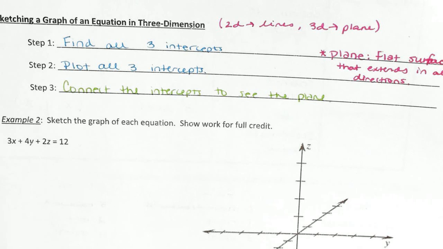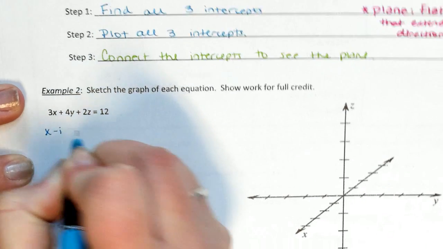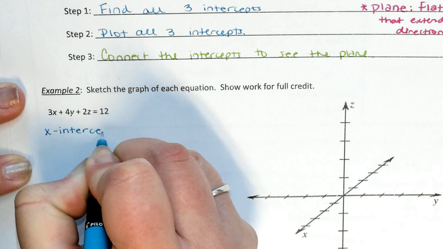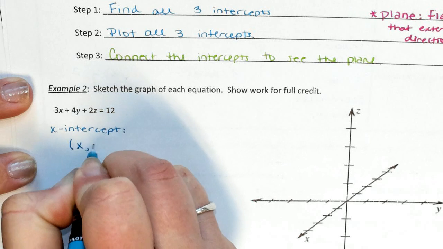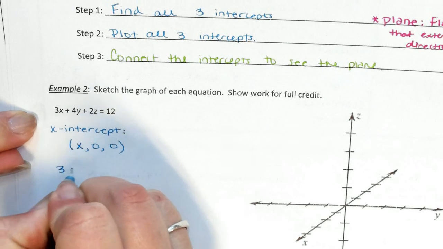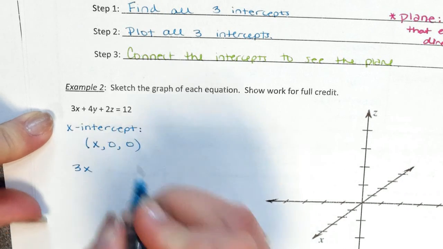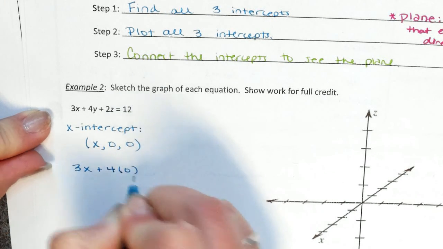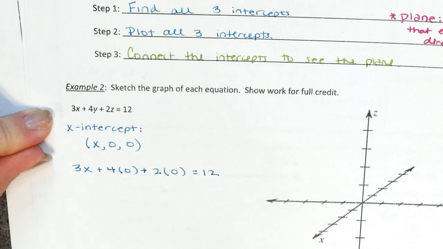So, the first thing that we're going to do here is we are going to find the x-intercept. Now, the x-intercept is going to be x, 0, 0. The x will be a number, everything else will be zeros. So, in order to find that, we're going to use our equation up here. We don't know what x is, so we'll leave it as x. And then we know that y is 0, so plus 4 times 0, plus 2 times our z, which is 0, equals 12.